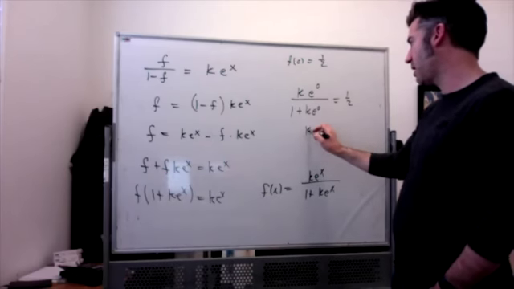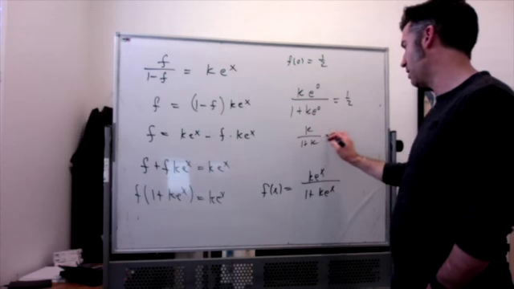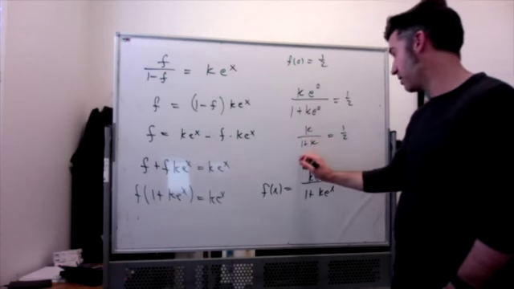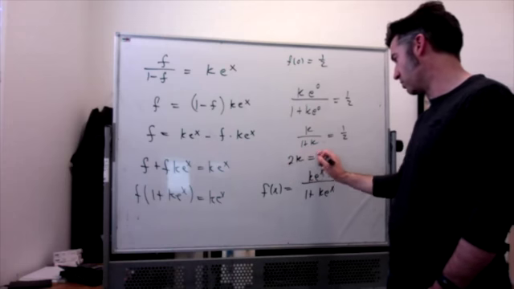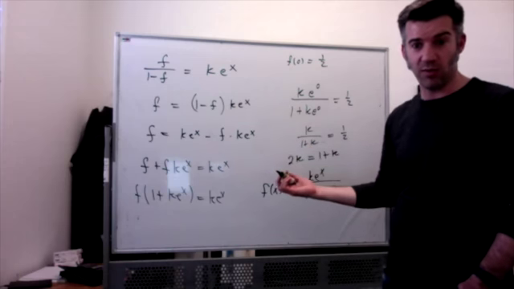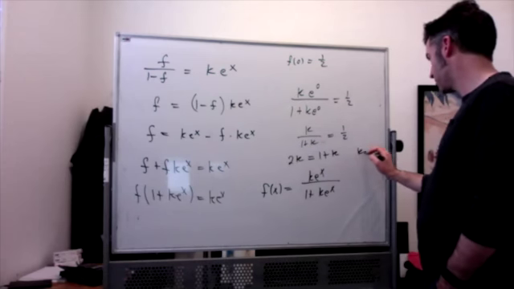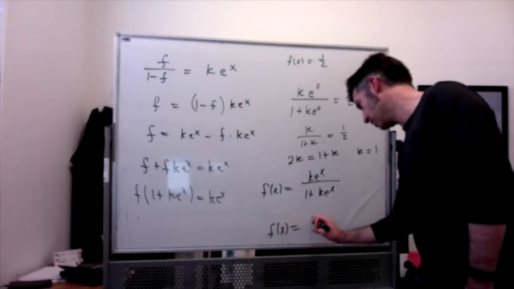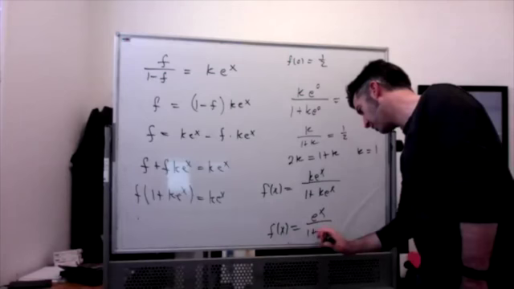So I've got k over 1 plus k equals 1/2. Cross multiply. 2k equals 1 plus k. Subtract a k and you get k equal to 1. So my actual final answer would be e to the x over 1 plus e to the x.